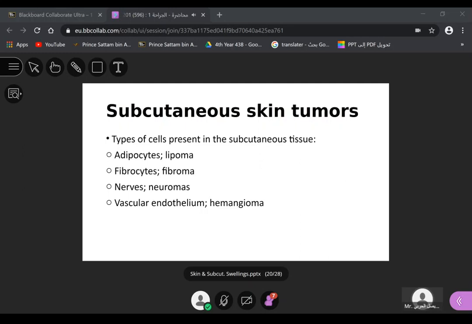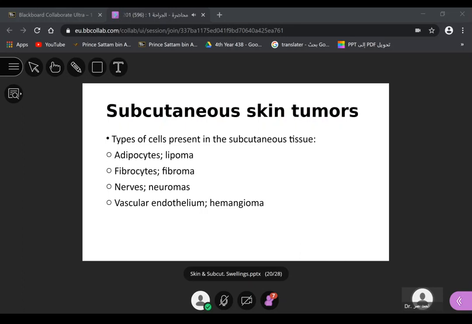Fibroma. Fibrous tissue, from which you can get fibroma. Yes. What else? Nervous tissue, neuroma. Yes. Nerve tissue, neuroma. And there are also vascular hemangioma. Yes, small venules like that, you can get a hemangioma. So these are the sort of benign swellings that you can get in the subcutaneous tissue.